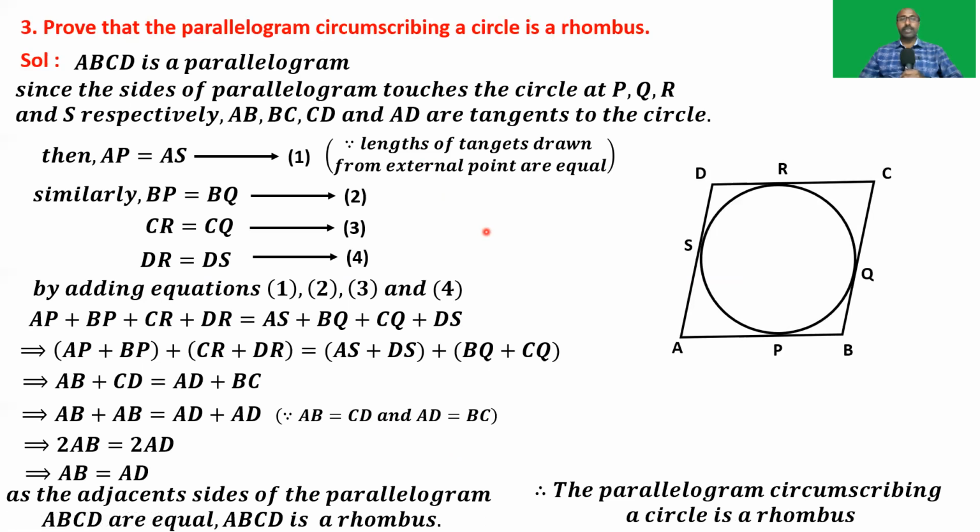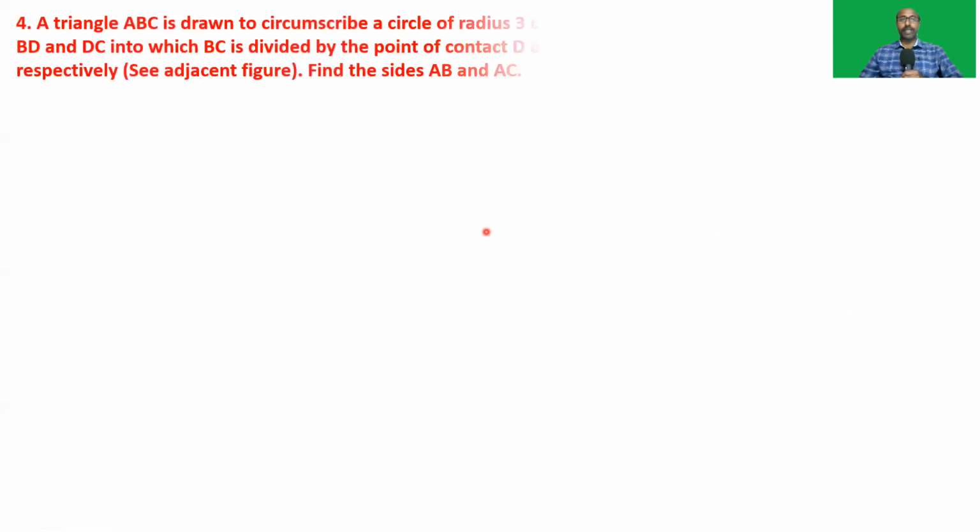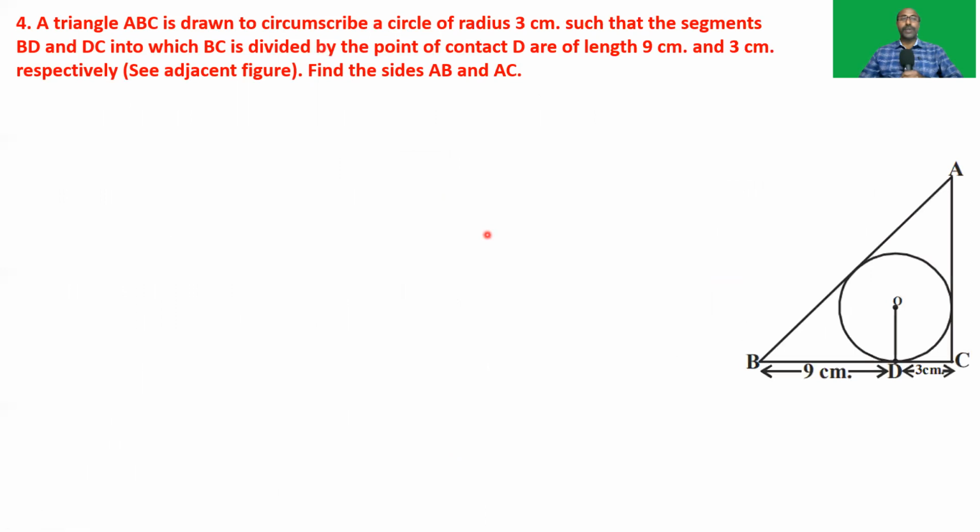Okay. Now take the fourth one. A triangle ABC is drawn to circumscribe a circle of radius 3 cm such that the segments BD and DC into which BC is divided by the point of contact D are of lengths 9 cm and 3 cm respectively, as shown in the adjacent figure. Find the sides AB and AC.